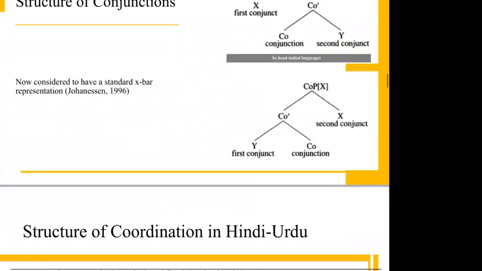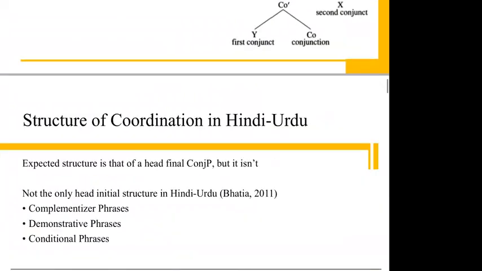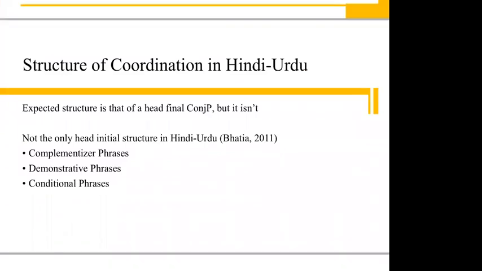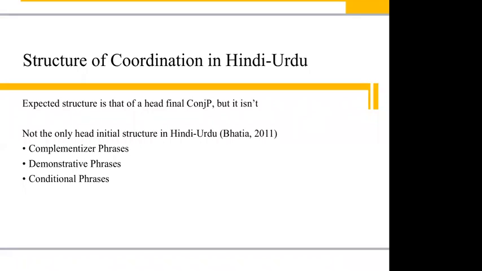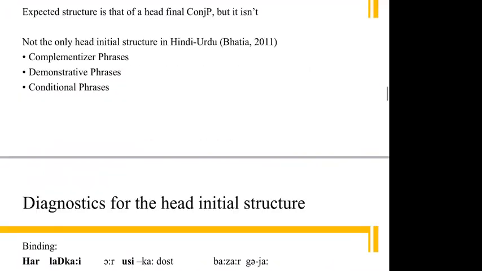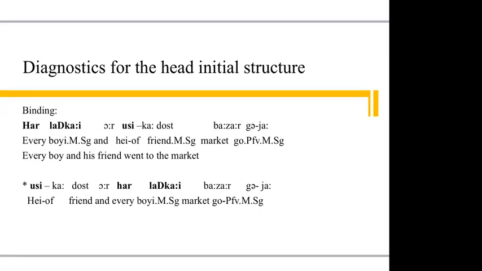And so the structure of coordination in Hindi is expected to be head final because Hindi is a head final language, but that isn't actually the case. And there are other kinds of phrases which are head initial, as opposed to everything being head final. And these are examples of that. So now I will show you why in Hindi the conjunction structure is head initial. First is, har ladka aur usi ka dost bazaar gaya. So the har ladka binds the usi ka dost, and you can't actually flip it around.